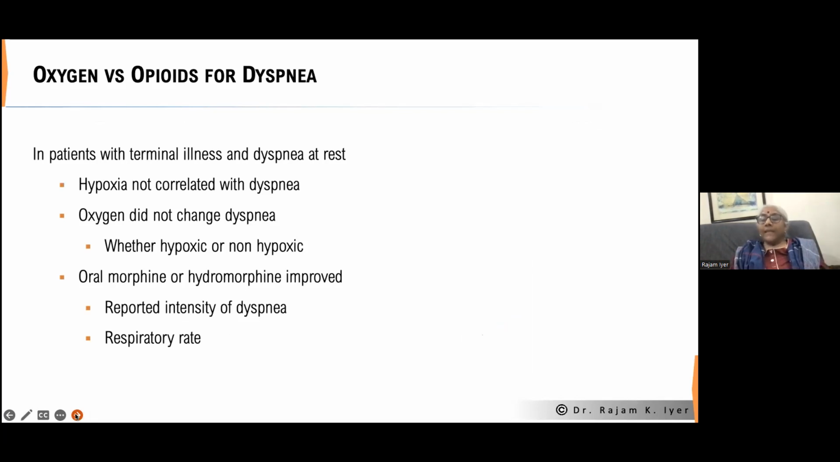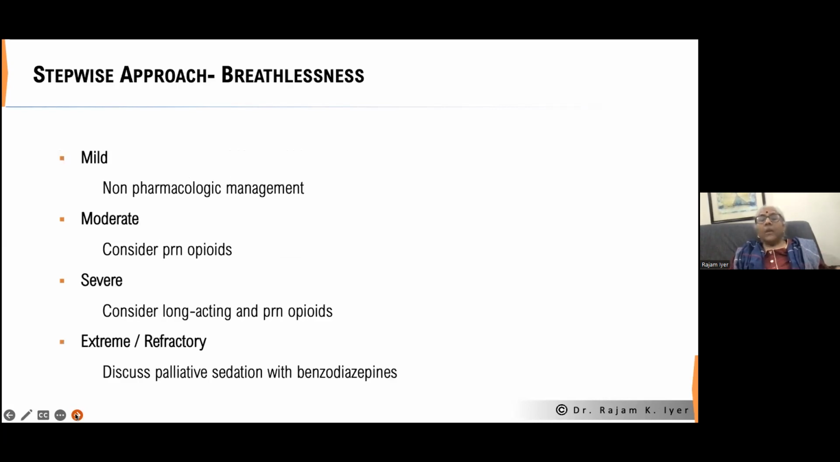You need to realize that when you put on the oxygen, yes, patients feel better, but oral morphine and hydromorphone, which is used in the West, definitely reduce the sensation of breathlessness. The sensation of breathlessness is not directly proportional to the oxygen. Okay, so please remember this. When you think of stepwise management, think of non-pharmacological measures, then start with SOS opioids in patients with advanced COPD, then long-term opioids, and then at end of life, what I told you about palliative sedation.